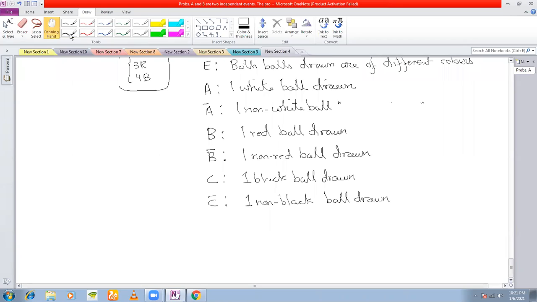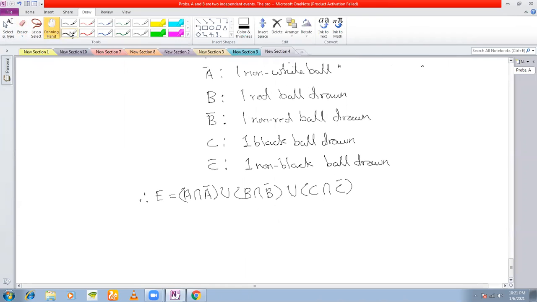So therefore, what is the event E? E is one white ball and one non-white ball, or one red ball and one non-red ball, or one black ball and one non-black ball. Now all these events are mutually exclusive, so you can add up the probabilities, right? Because they are mutually exclusive.